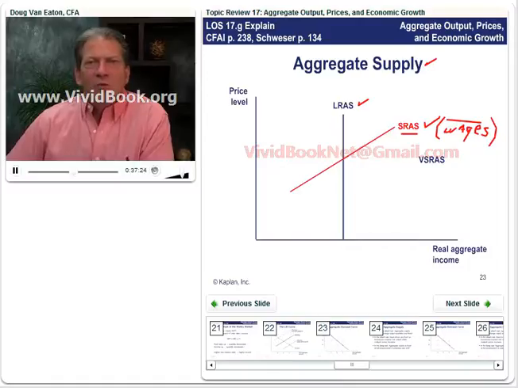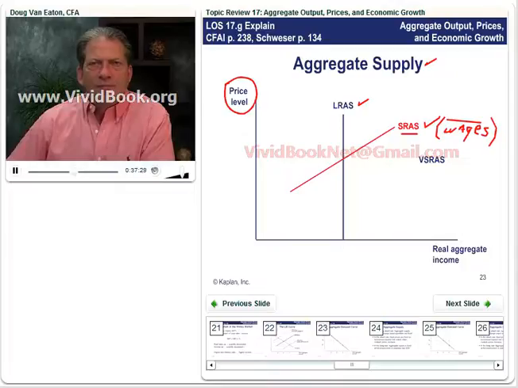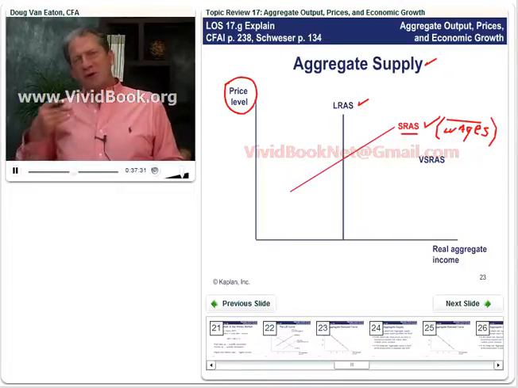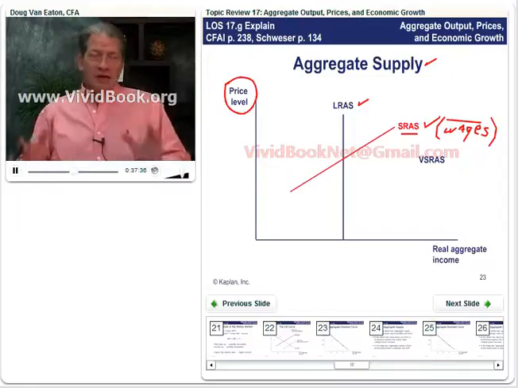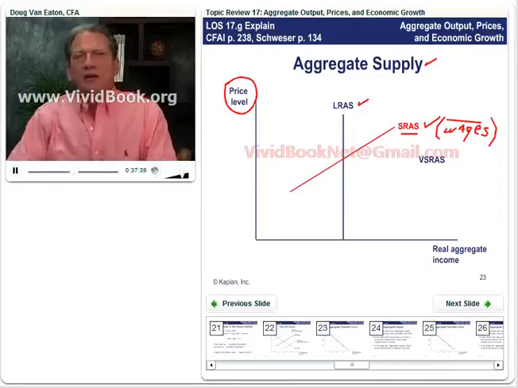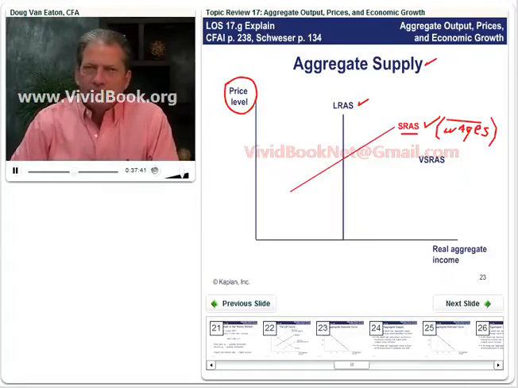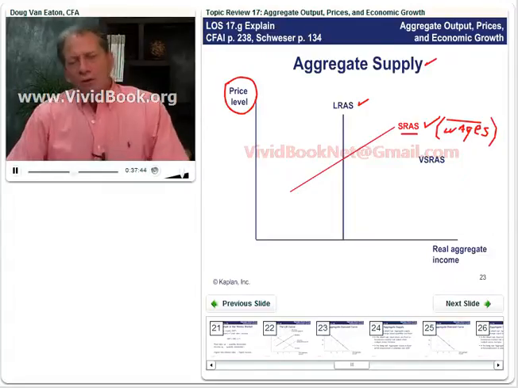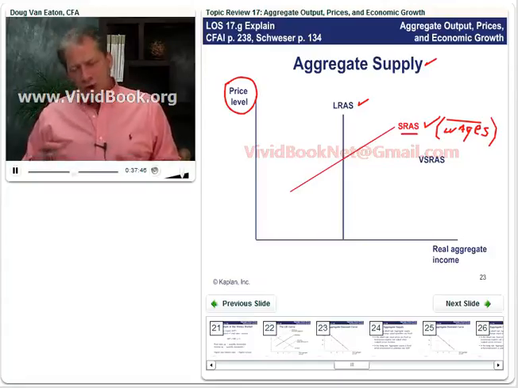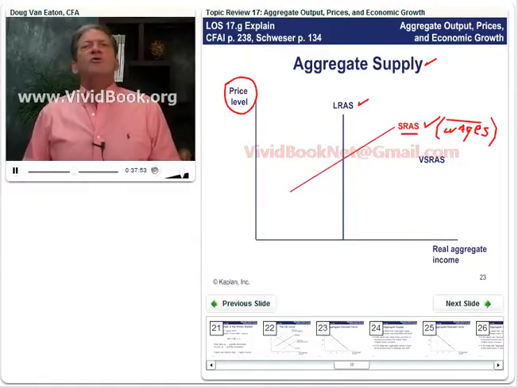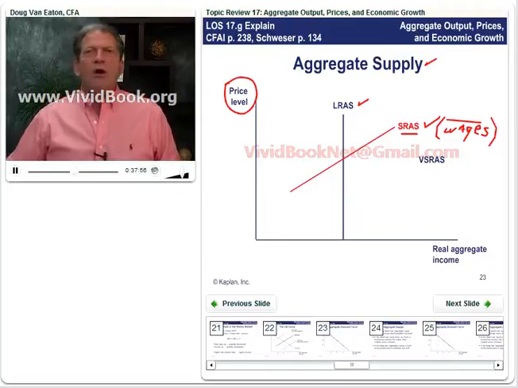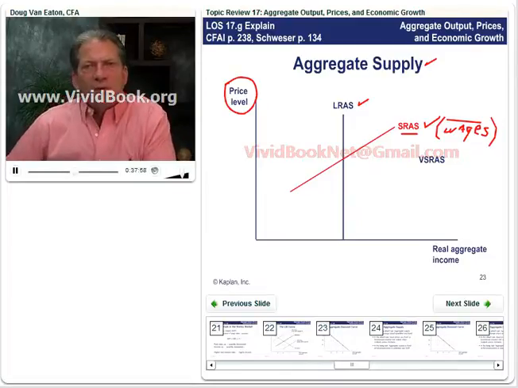Why is it upward sloping in the price level? Well, remember I said we're going to hold input prices fixed, but we're going to allow the prices of final goods and services to go up. That's the price level we're looking at on the y-axis. So think of yourself as a business owner. Your costs are staying the same for your inputs, and you see the price of your output going up. Profits are increasing. What do you want to do? You want to expand, and you want to produce more. So that's why this short-run aggregate supply curve is upward sloping.